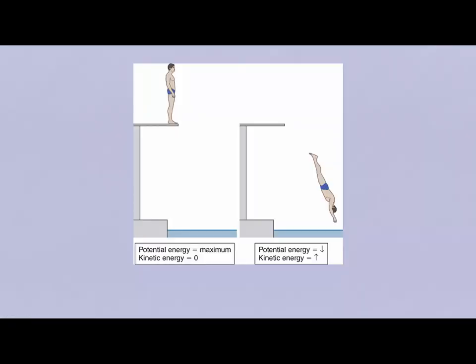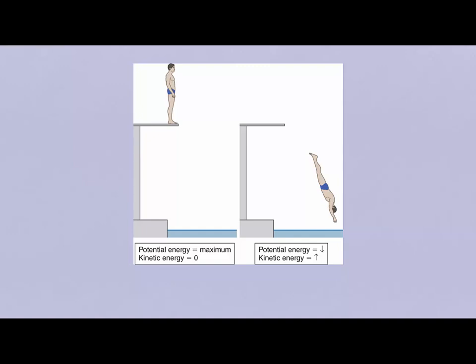Say we've got a diver just standing up there on the platform. While he's standing on the platform, he has maximum potential energy, because why? His energy has the potential to shift over to kinetic energy. He's not moving, so therefore kinetic energy is 0. His potential energy is directly proportional to his weight and the height at which he's standing.